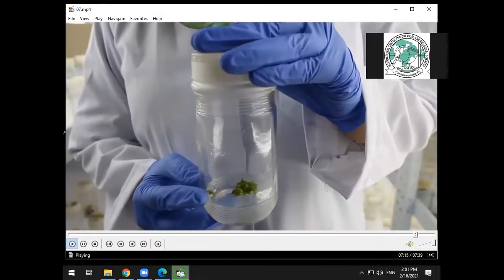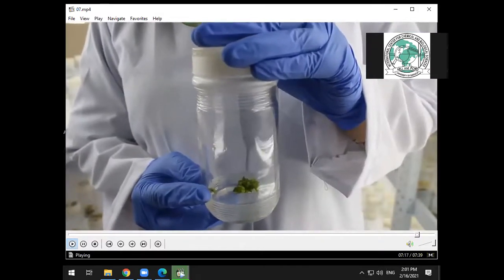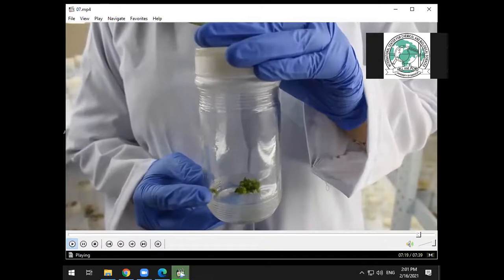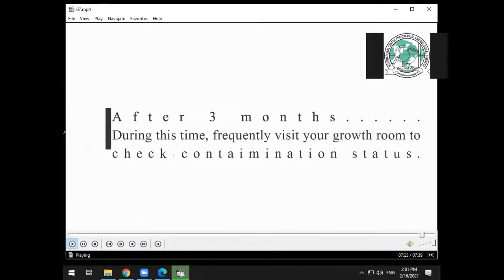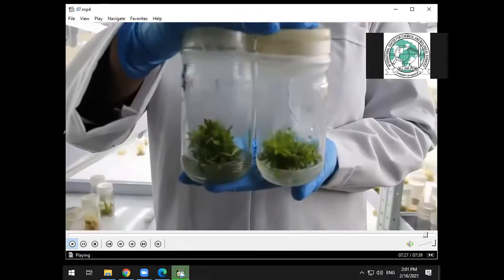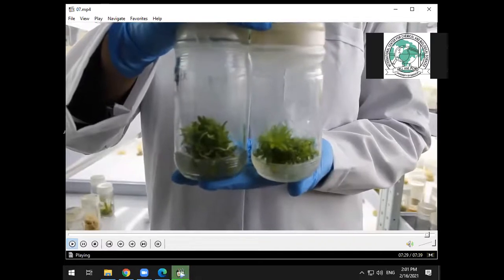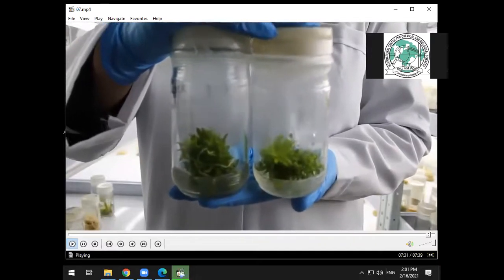This is a contamination-free jar. Keep it for further growth in your growth room. After 3 months, shoots have been developed and they are ready to shift into the rooting media.